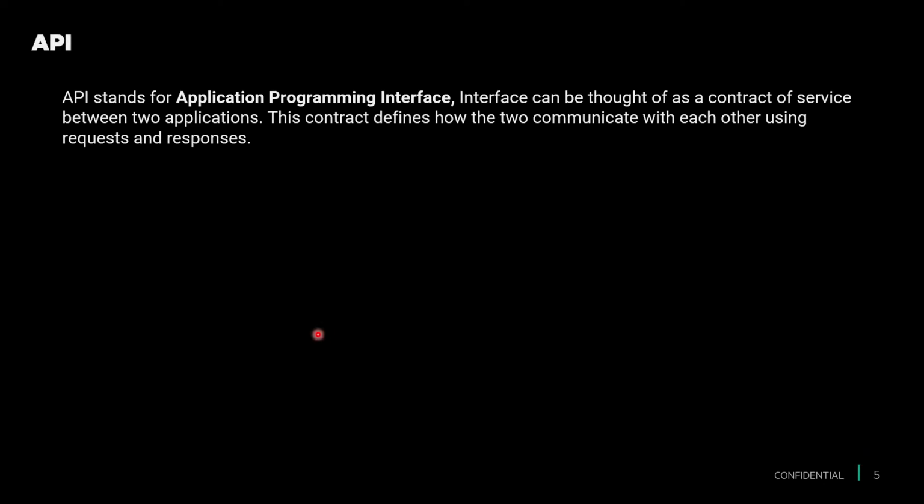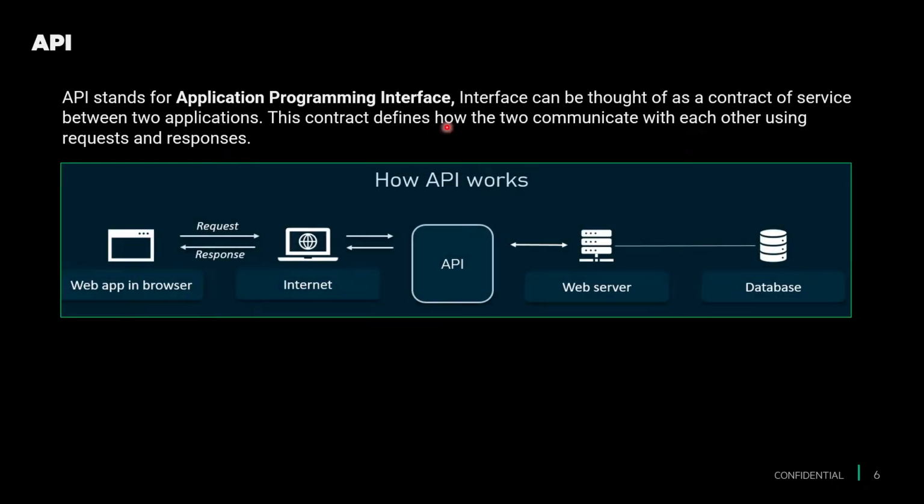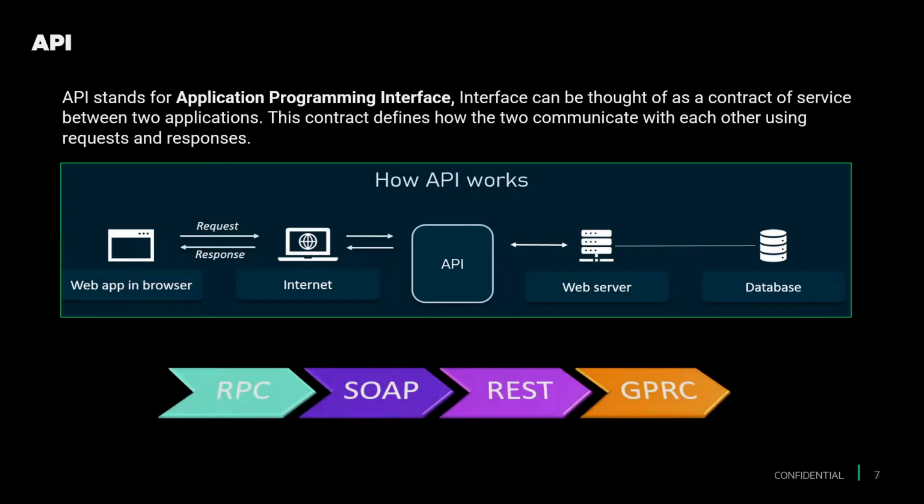Let's come back to API. So API stands for Application Programming Interface. It's a contract between two applications where we decide how the two applications will be talking to each other in terms of request and response. There are various different kinds of API. Could be RPC, SOAP, REST, the one we'll be talking about in detail, and gRPC, which is getting popularity around microservices.